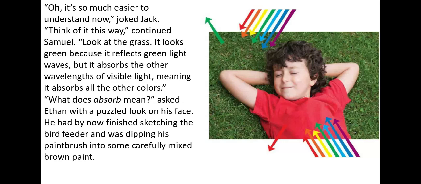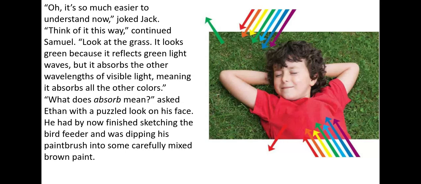"Oh, it's so much easier to understand now," joked Jack. "Think of it this way," continued Samuel. "Look at the grass. It looks green because it reflects green light waves, but it absorbs the other wavelengths of visible light, meaning it absorbs all the other colors." "What does absorb mean?" asked Ethan with a puzzled look on his face.